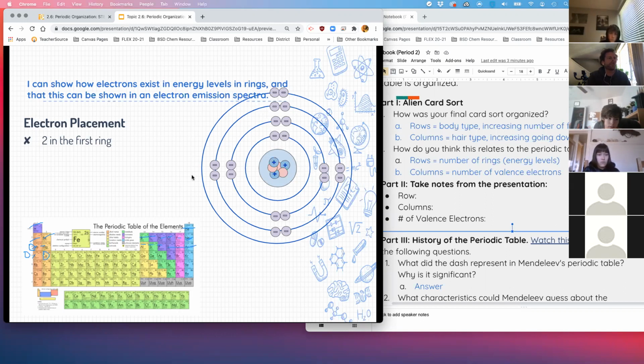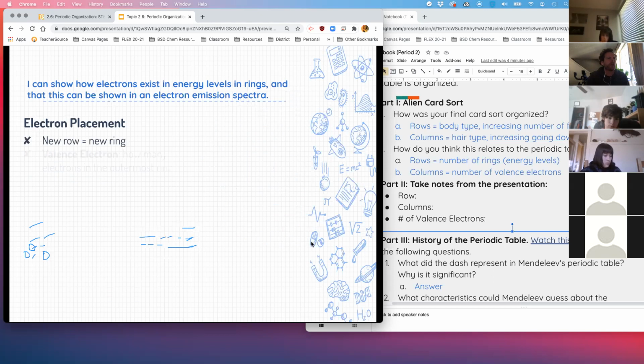Okay, so this right here is element 20. We're at calcium, and this is the Bohr model for calcium. Now check this out. Another concept that we have is the concept of a valence electron. The valence electrons are the electrons in the outermost ring. So for calcium right here, we have 2 valence electrons because we have 2 in the outermost ring. Remember, when we go to a new row, we have new rings.